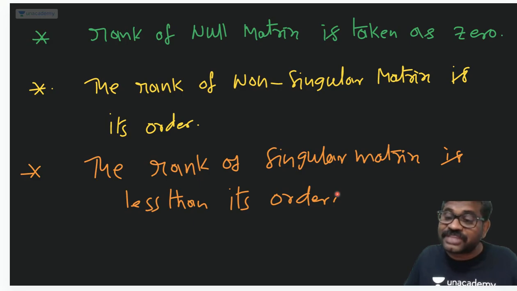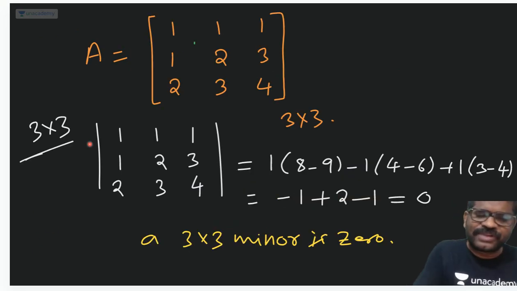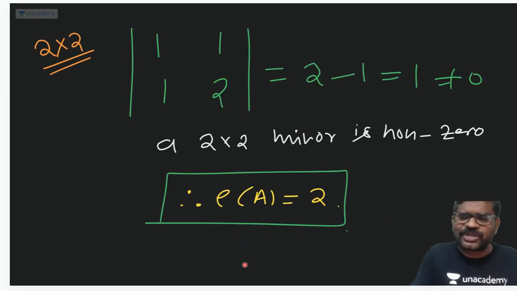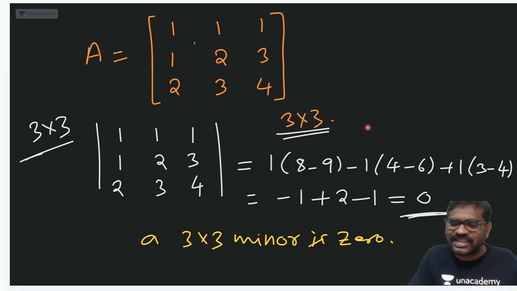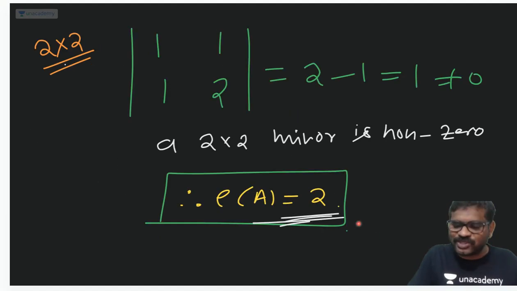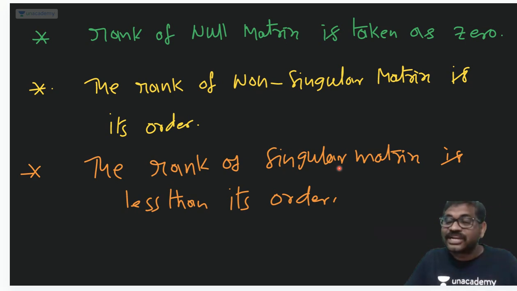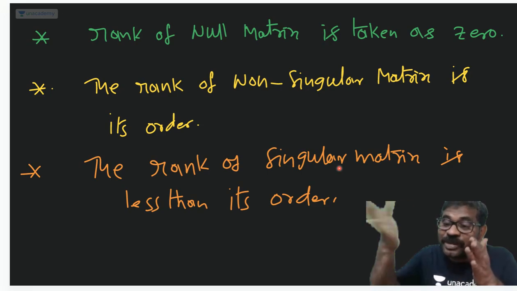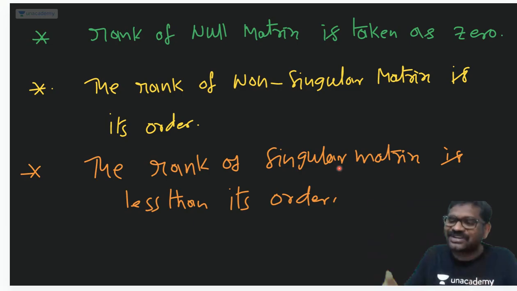But in the case of a singular matrix, determinant is zero. If determinant is zero, what is the rank here? 2. Is 2 less than its order or not? Order is 3, but rank is 2 because the determinant of the 3 cross 3 is 0. So in the case of a singular matrix, rank is less than its order. The reason is determinant is 0. Determinant 0 means highest possible minor is 0. When the highest possible minor is 0, rank must be less than its order because you are going to take the next minor. That's why.